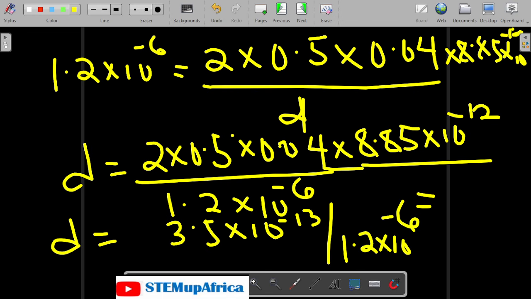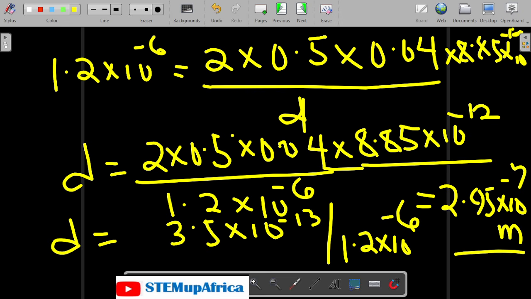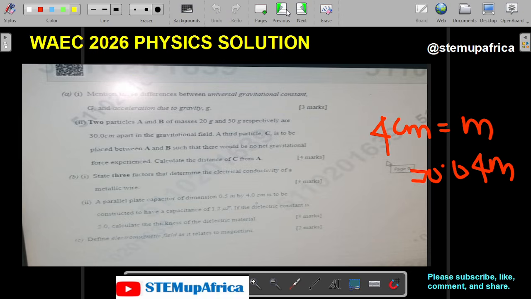So what are we having? That will give us 2.95 times 10 minus 7 meters. So this is now the value for the thickness.